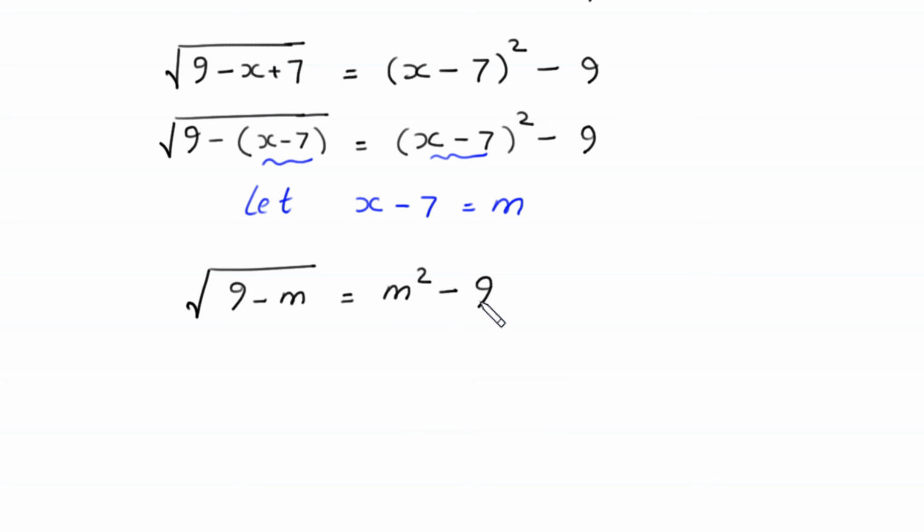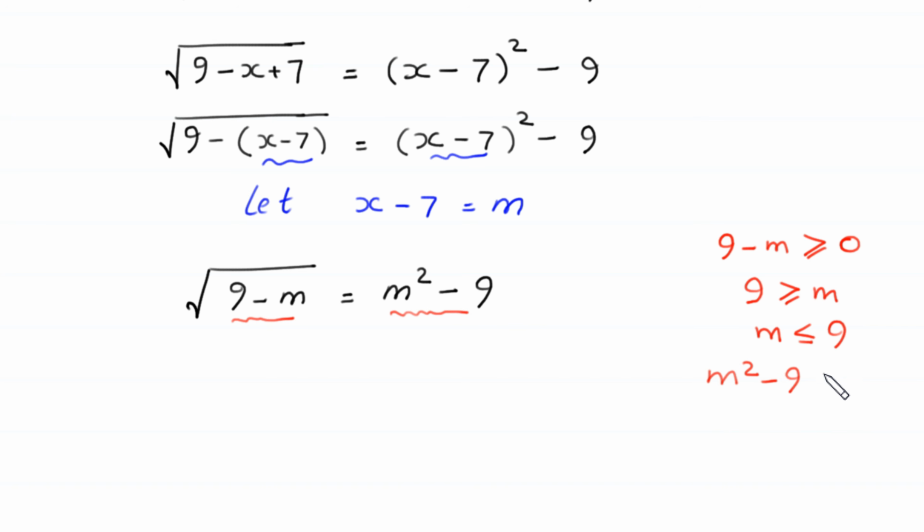Now we find the domain of this equation to check the solutions. Since this 9 minus m is under square root, this 9 minus m must be greater than or equal to 0. If we move this negative m to the right hand side, then this will become 9 must be greater than or equal to m. It means m must be less than or equal to 9. And this m squared minus 9 must be greater than or equal to 0.